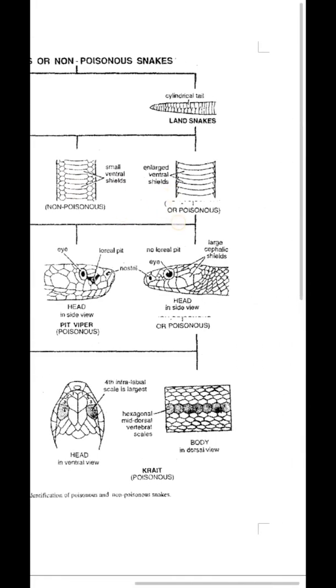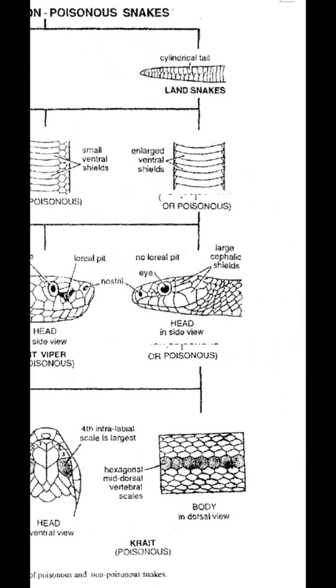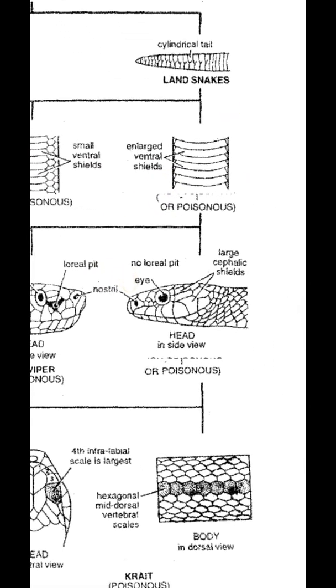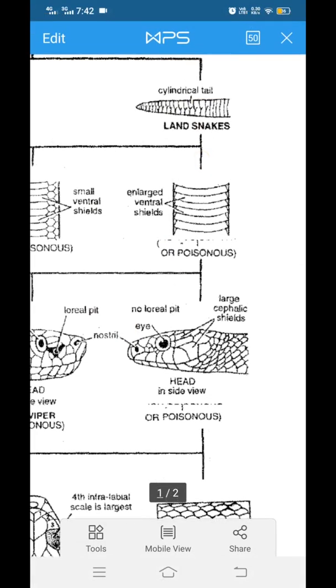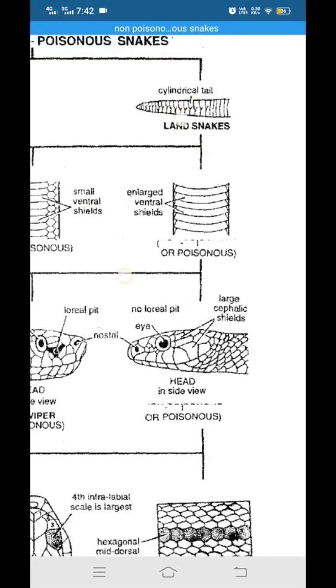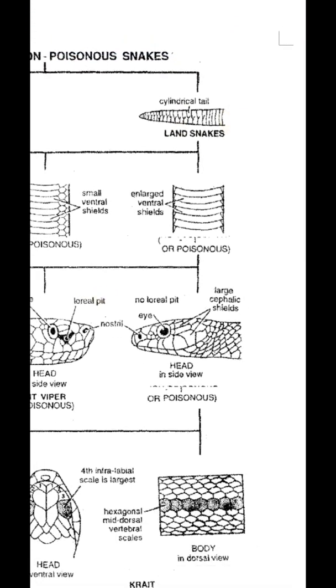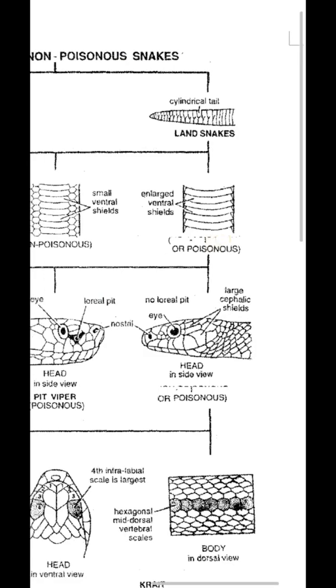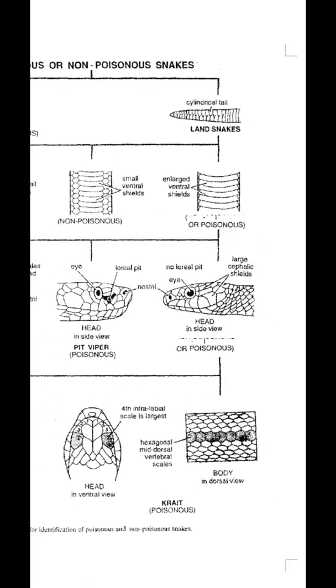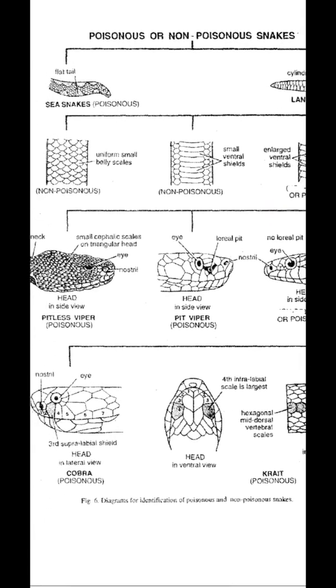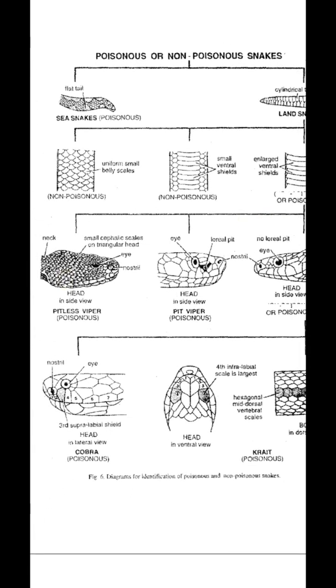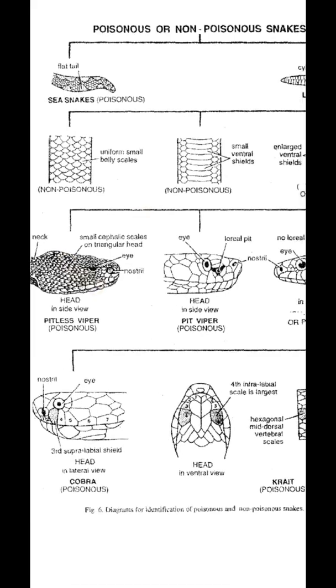Whereas in the case of a snake having a cylindrical, tapering tail, as you can see here in the diagram, this kind of tail is generally seen in land snakes, and the snake can be poisonous as well as non-poisonous. So we have to examine further whether the snake is poisonous or non-poisonous. For this, the belly scales are examined.